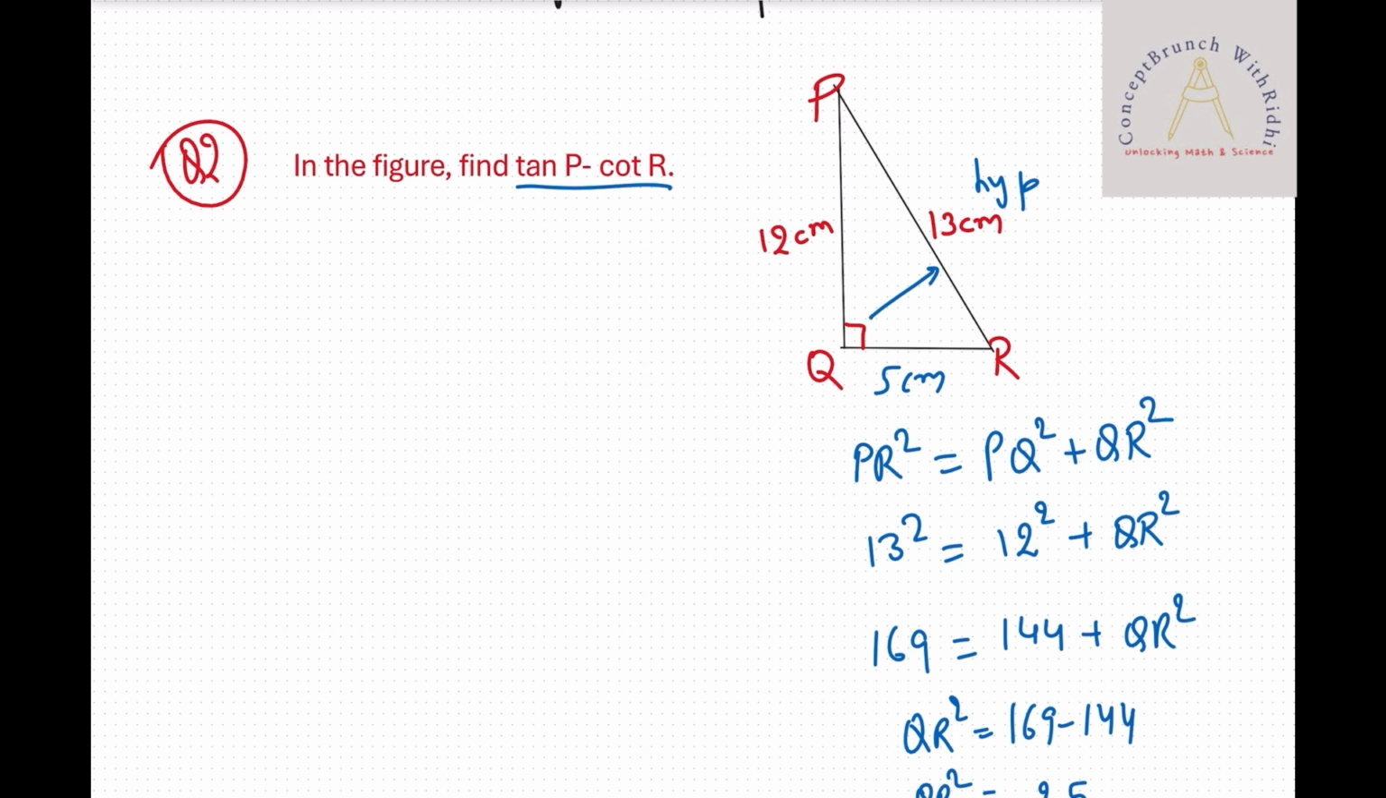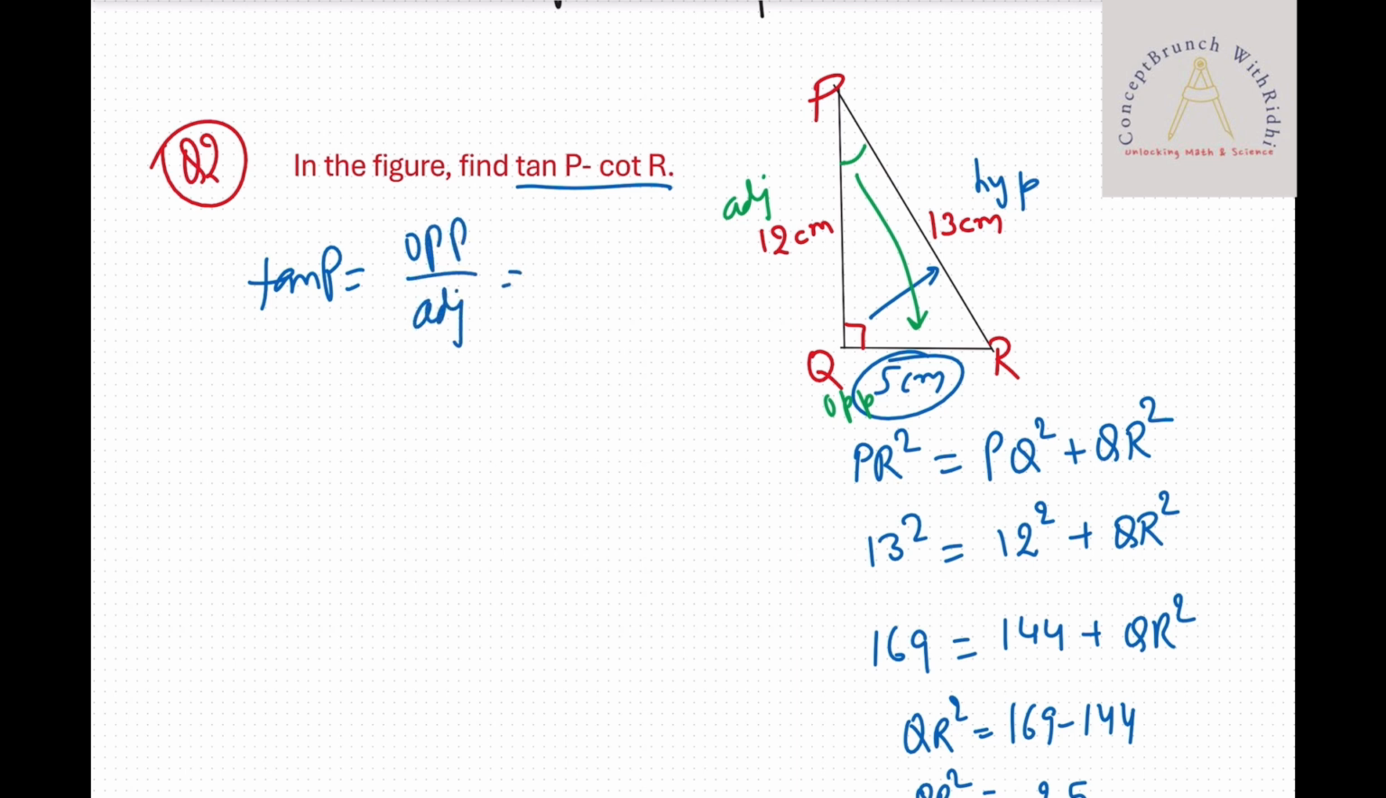Perfect. Now, again, we have to work with different angles. Let's start with the first angle, angle P. When you're talking about angle P, it means this 5 centimeter is opposite and this one is your adjacent, right? If you remember, I told you the formula that tan P is equal to opposite divided by adjacent.